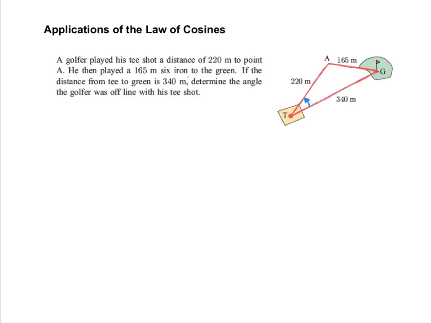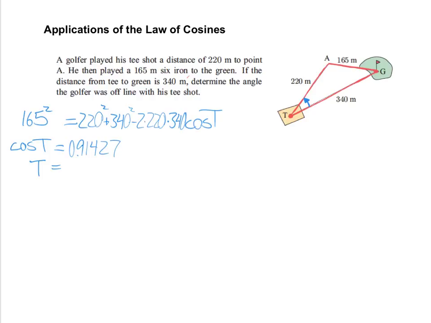Because it's just the law of cosines. That gives you all the sides. We have all three sides. We're going to solve for an angle. So we set it up: cosine of t. And then what has to go on the other side by itself? The 165 is the opposite side, so it's 165 squared. And then we have 220 squared plus 340 squared minus 2 times 220 times 340. And you solve that out. Go ahead and do the algebra, and let's see what t would equal. We ought to get cosine of t to be 0.91427.